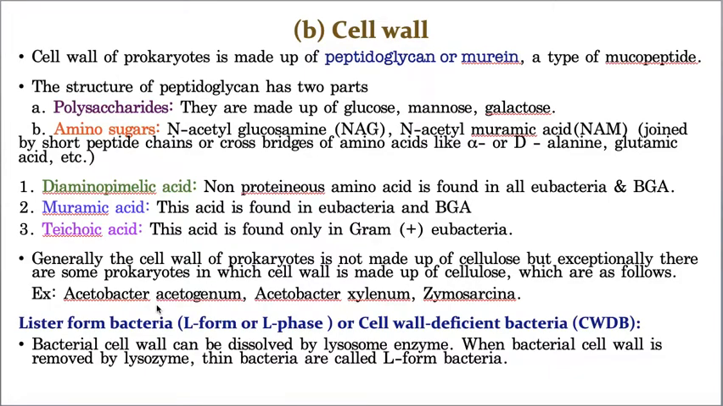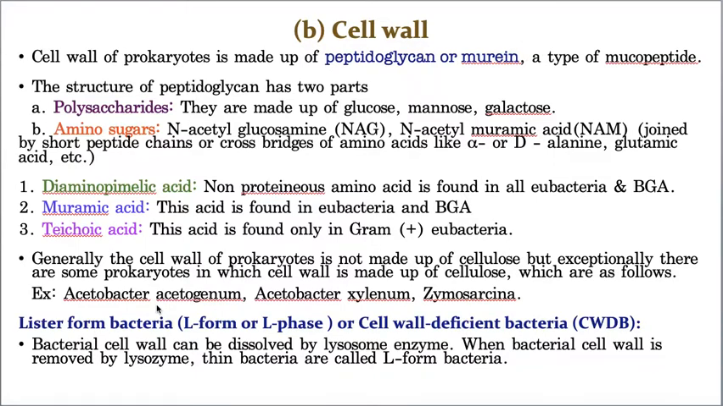Such a cell wall made up of peptidoglycan consists of two parts. The first part is polysaccharides. These polysaccharides may be made up of glucose, or mannose, or galactose, or any two of them. Sometimes glucose and mannose will be there, or mannose and galactose, but whatever it is, these are the basic polysaccharides that can be seen in the cell wall.